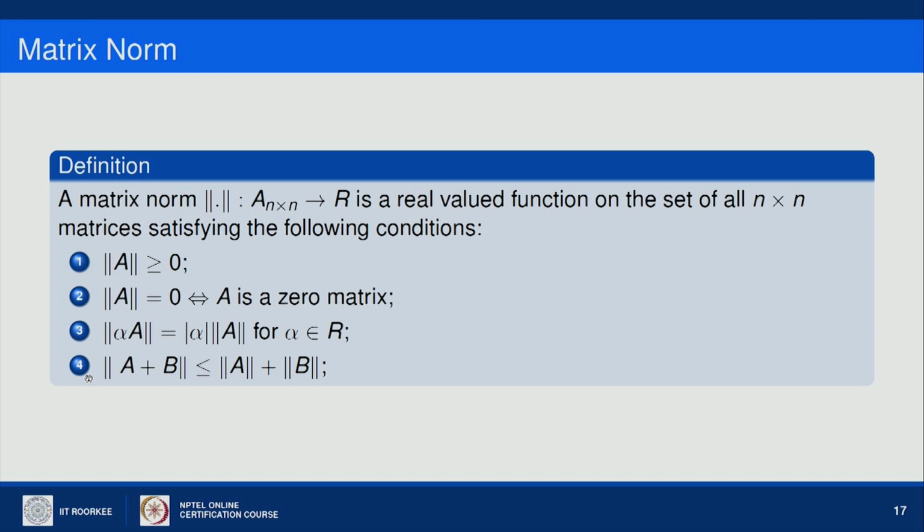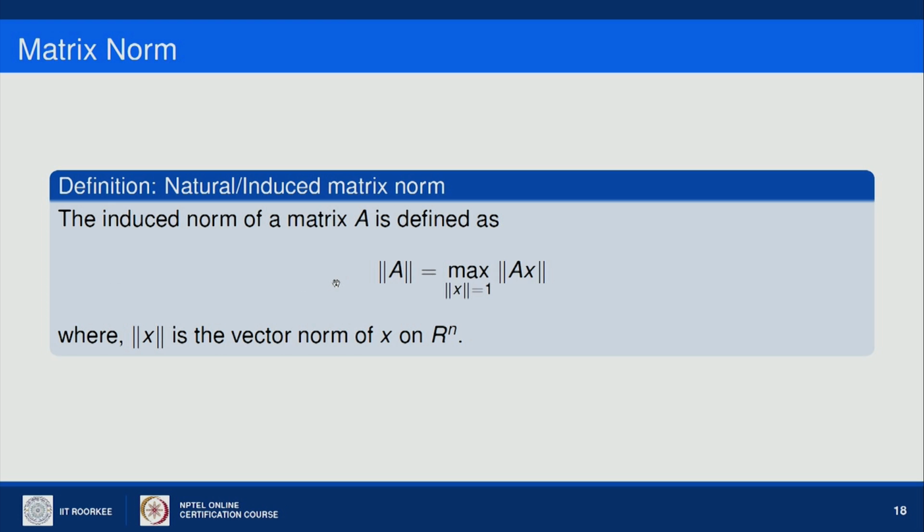The fourth condition is the triangle inequality, that is, if you are having two matrices A and B of order n by n, then the norm of A plus B will always be less than or equal to the norm of A plus the norm of B. So, any real valued function satisfying these properties on a set of n by n matrices is called a norm. We are having different types of norm.